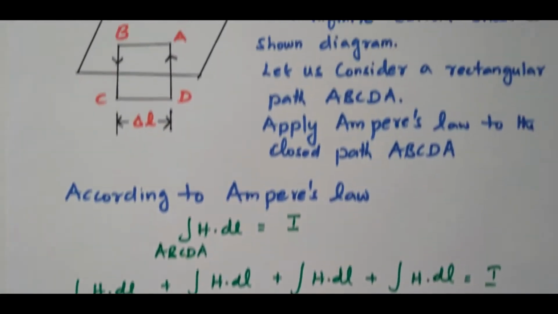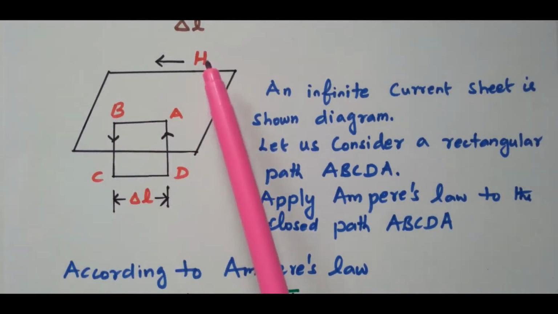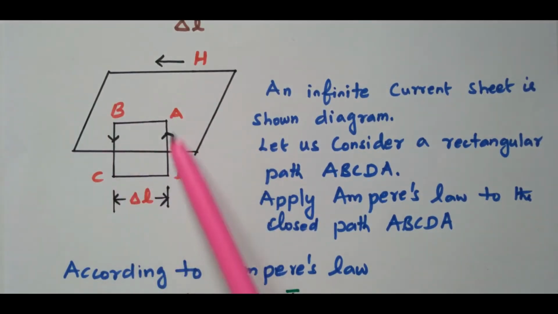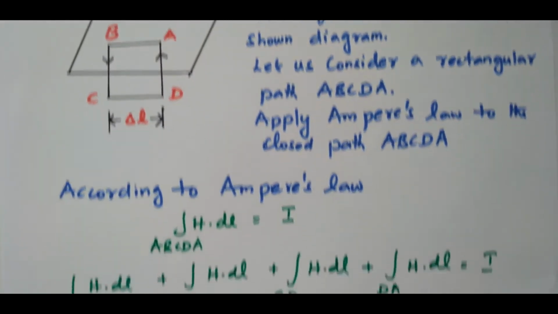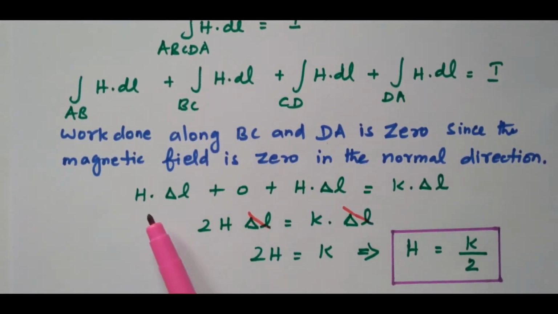The magnetic field is available along AB and CD. For AB the magnetic field intensity will be H. Similarly for CD the magnetic field intensity will be H. Only for BC and DA it becomes 0 because of the normal direction. So now we can apply this. For path AB, H into dl; there is no H1, H2, we assumed only H into dl. For BC it is 0 due to normal direction. CD again H dot dl outside. Then DA also 0. That is equal to I.